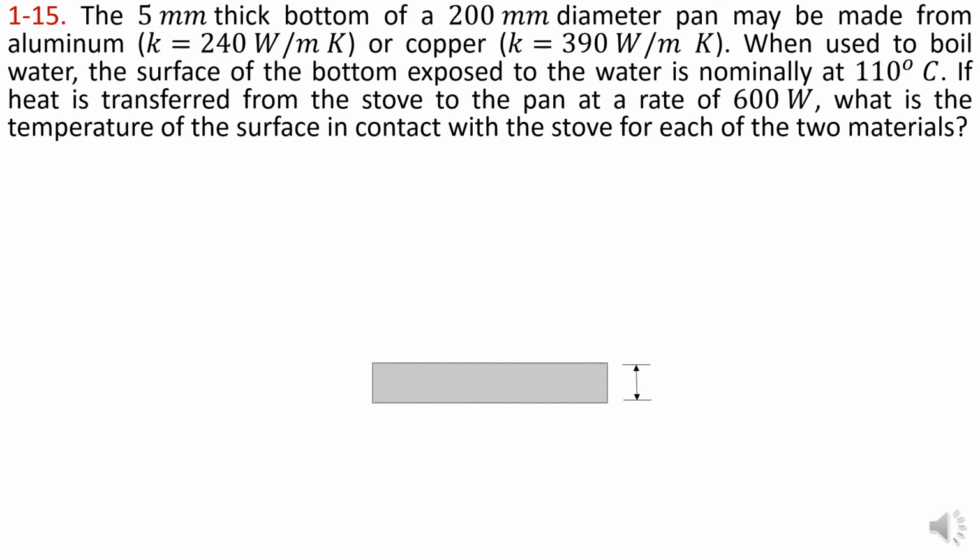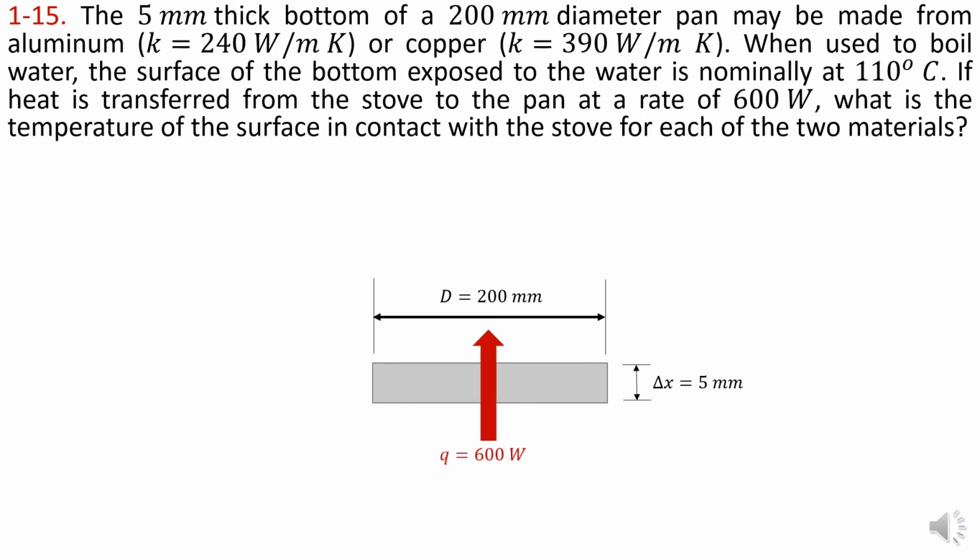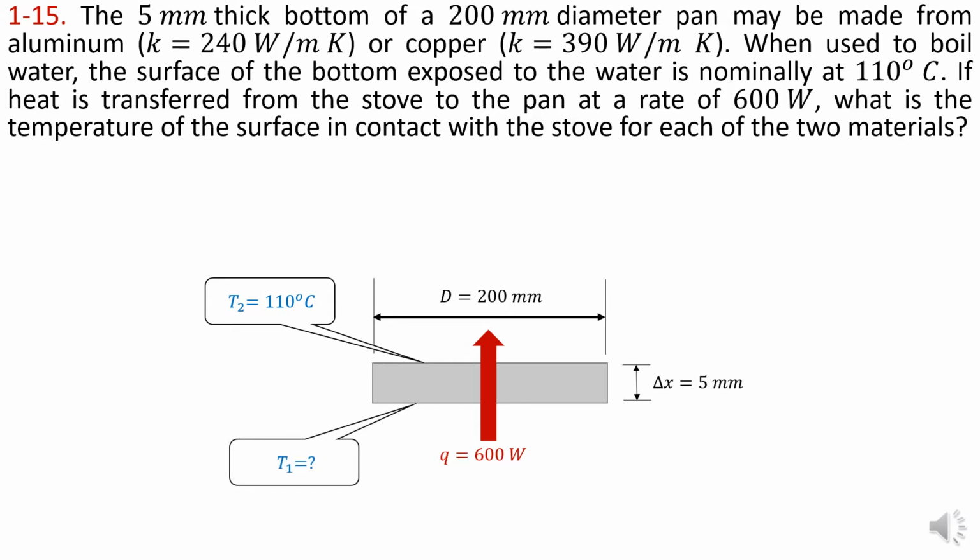This is a pan having thickness of 5 millimeter and diameter of 200 millimeter. Heat is transferring from bottom to upward, and heat transfer from the stove to the pan is 600 watt. The upside of the pan which is exposed to the water is maintained at a temperature of 110 degrees centigrade. Now we have to find the bottom side temperature for each of these two materials.